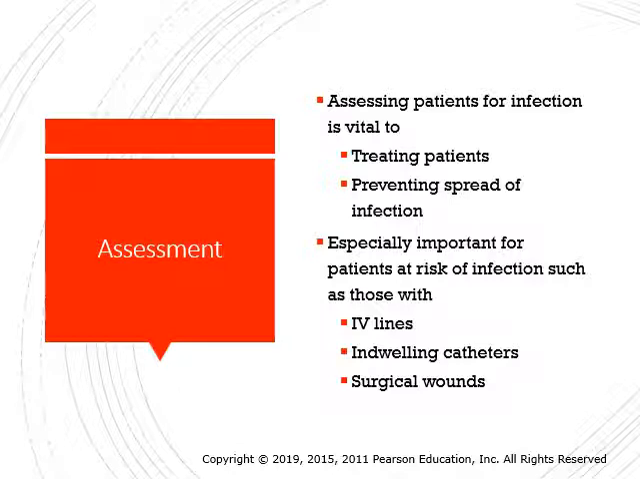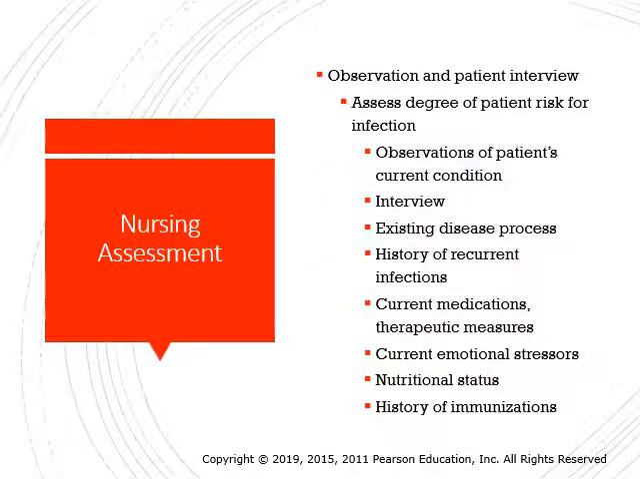First step is assessment. Assessing patients for infection is important to treating the patient appropriately and preventing the spread of infection. It's especially important for patients at risk of infection, such as those with IV lines, which is all of our patients, indwelling catheters, and also surgical wounds. Okay, so let's talk about the patient's degree of risk, and be mindful that patients who are in the hospital are there for a reason. They have some dysfunction of a body system or have an active disease process, so all patients are at risk for infection.